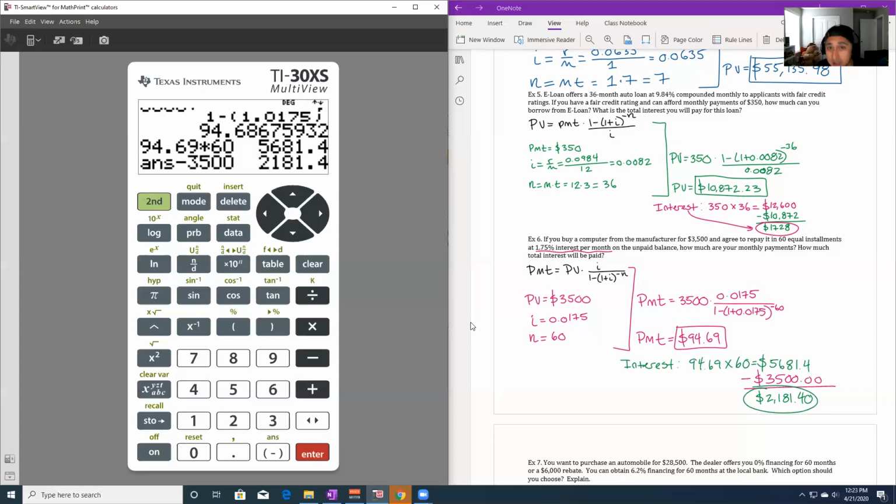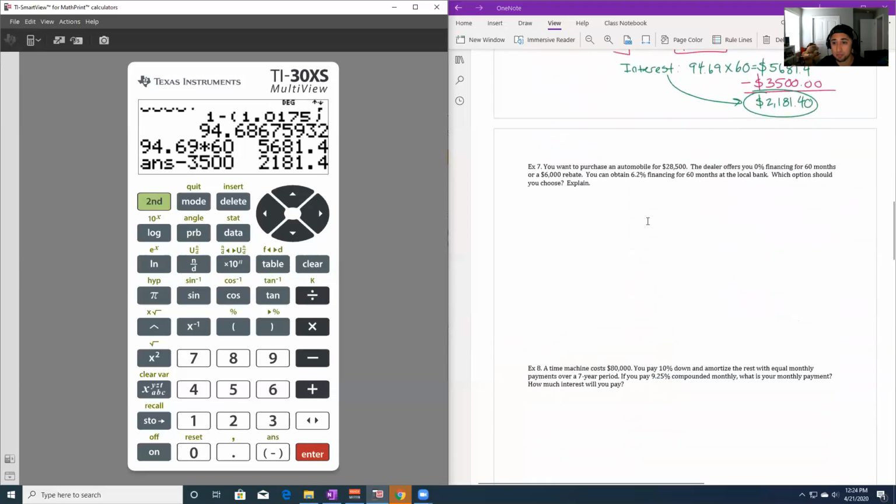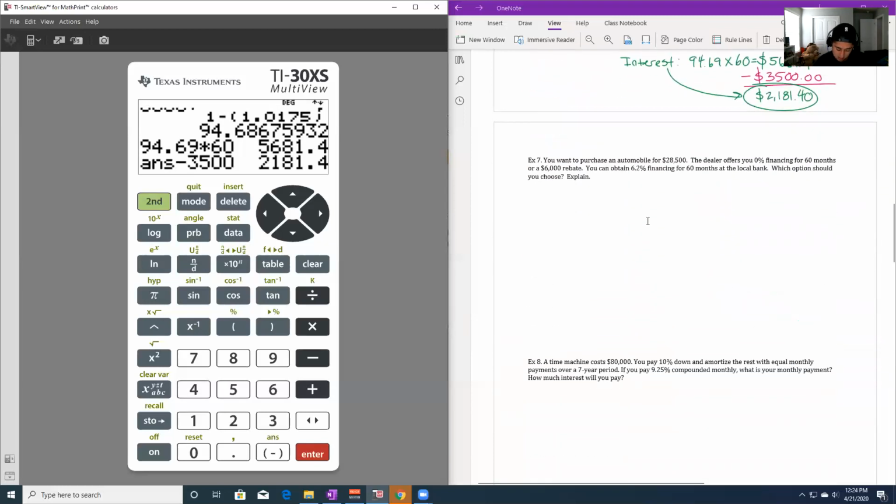Not good, especially when the computer was already $3,500. That's why we never make the minimum payment, people, right? All right. Okay. Cool. There it is. Interest. That's just gross. All right. Let's keep going. One more. Let's see.